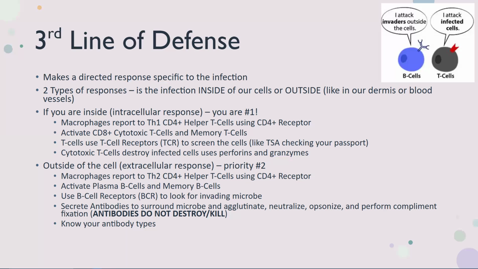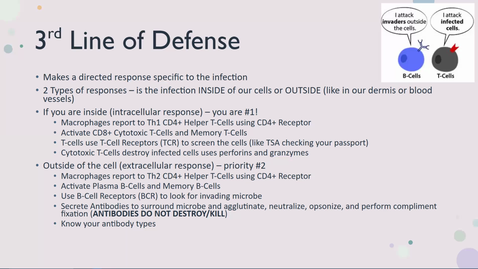Our IgA is primarily involved in mucosal infections such as the respiratory system, the GI system, and then occasionally reproductive as well. And then IgE is primarily involved in allergic responses. And those are the ones that we don't like because it gives us that nice little itchy allergic reaction.